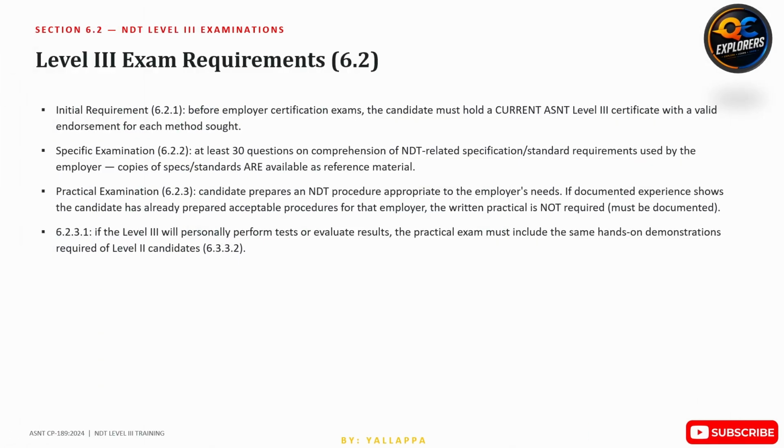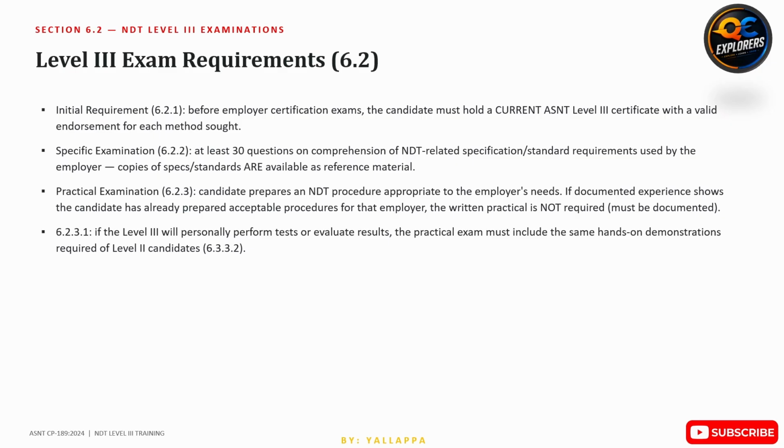We've now completed the vision requirements that every NDT professional must satisfy. The next step in the certification process is understanding the examination requirements for NDT Level III personnel. Unlike Level 1 and Level 2 candidates, Level 3 personnel are expected to demonstrate not only technical expertise, but also the ability to develop procedures, interpret standards, and provide technical leadership within an organization.